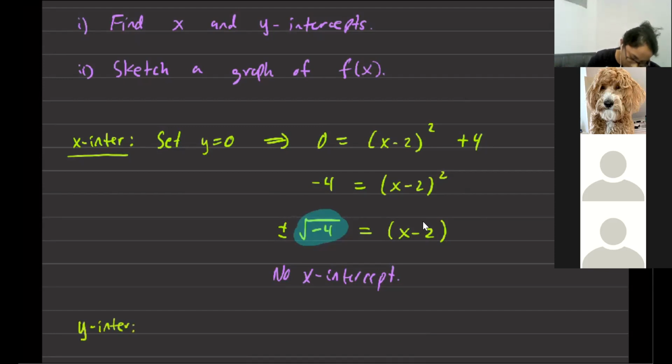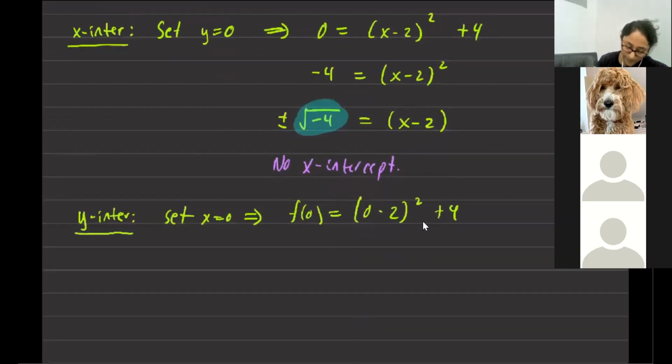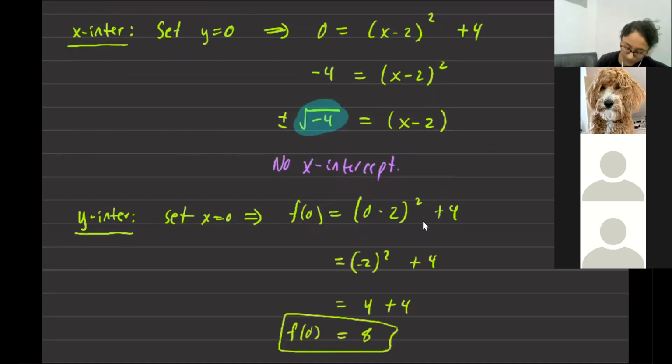Now, what about the y-intercept? How do we find the y-intercept? Set x to 0. So we're going to set x to 0 and then solve for y. So I have f of 0 is equal to (0 minus 2) squared plus 4. Let's find the number. This is (-2) squared plus 4, which is 4 plus 4. That is 8. So the y-intercept is (0, 8). So the graph does intersect the y-axis. Any questions on that?